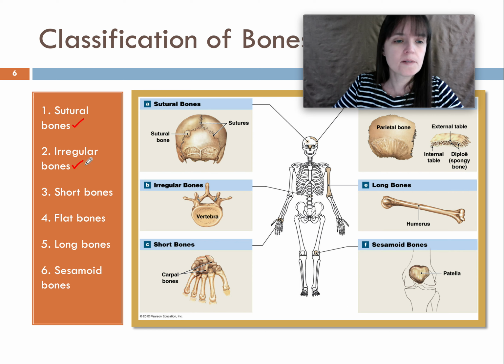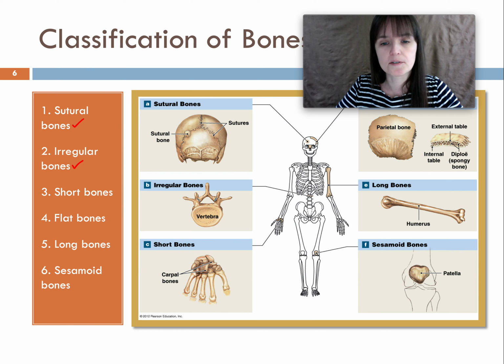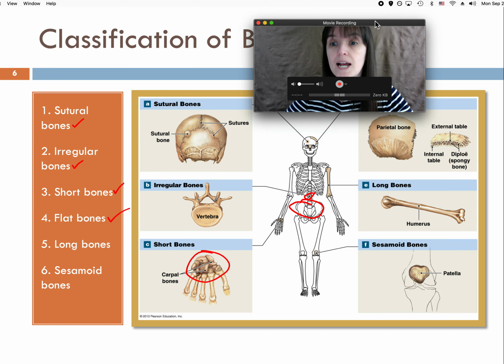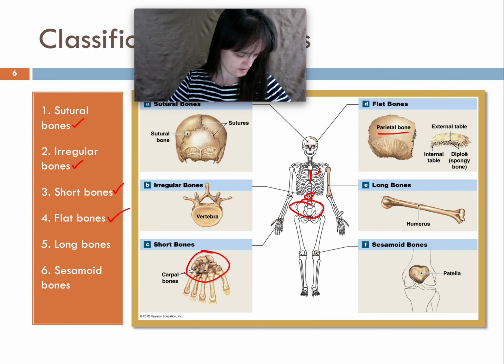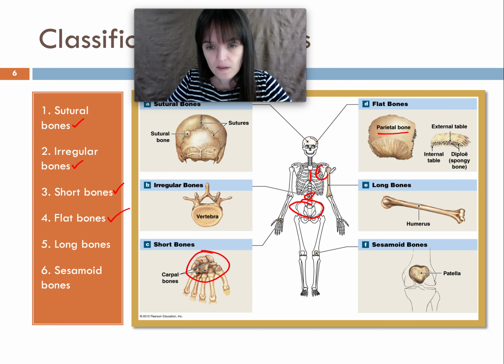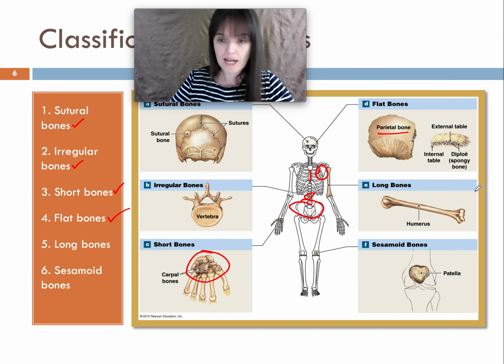Irregular bones are ones that are wonky shaped. Your vertebrae are irregular. Your pelvis is irregular. The short bones include your carpals and your tarsals, your ankle and wrist bones. Flat bones are, not surprisingly, flat, and that'll include your skull bones, the ribs, the sternum, and the scapula, your shoulder blades.